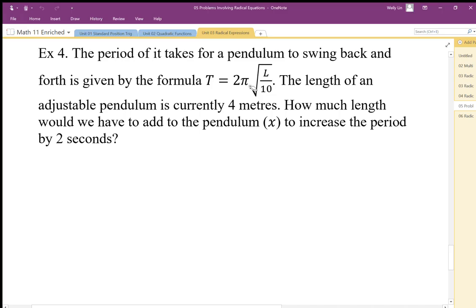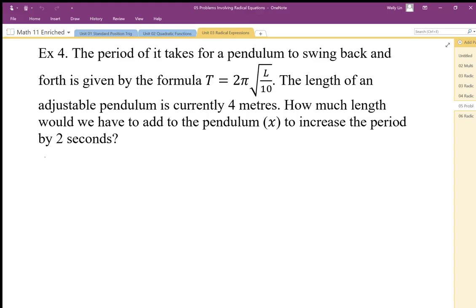So one way we can do this is we could just figure out what the period is currently and then just add 2 seconds to that. Okay, and then calculate the length, the x value, whatever we need to add. We could also generalize this, and that is a little bit more useful because it can be applied to a broader range of questions, but it's a little bit harder as well.